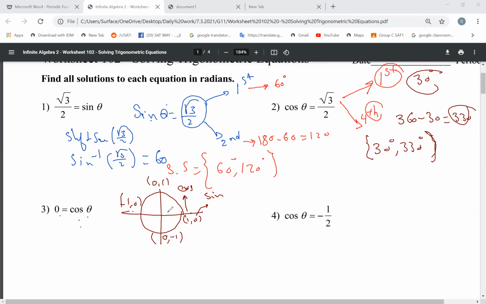Okay. So 0, 90, 180, 270. We need any value of cosine which is x equals 0, x equals 0 in this part and in this part. So it will be 90 and 270. So x equals, or theta will be 90 degrees, or theta equals 270 degrees. Okay.